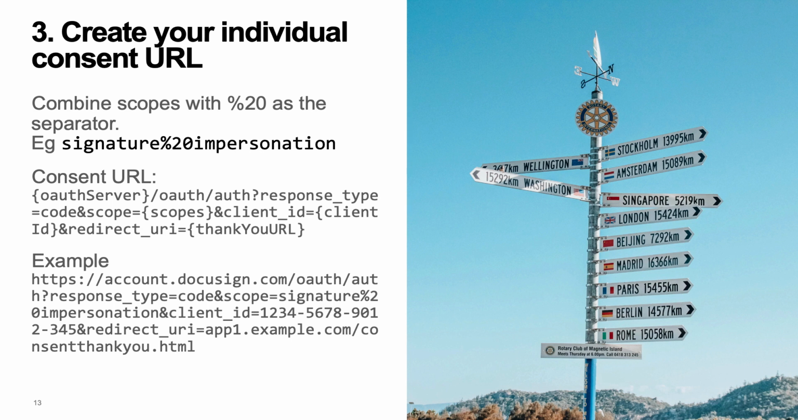All parts of the URL are needed, including the response type query parameter. I've included the consent URL format and example with the show notes. The slide also shows an example consent URL after substituting values for the fields. The redirect URI can be URL encoded and must be encoded if it includes any ampersands or question mark characters.